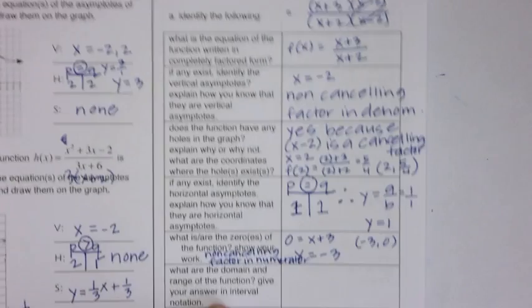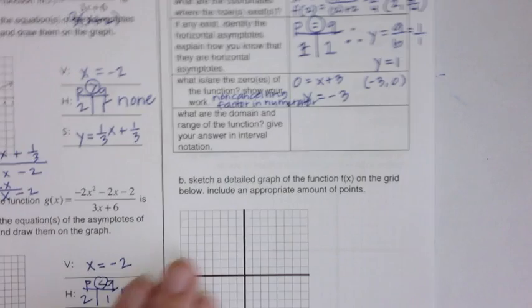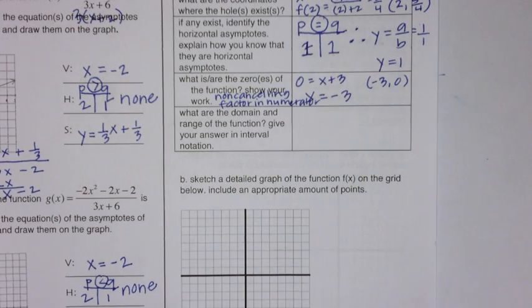All right. And then what are the domain and the range of the function? Give your answer in interval notation. So this might be hard for you to do without a graph. So sometimes we like to skip and come back. So we're going to go to B, and it says sketch a detailed graph. So get out your information that you just put there.